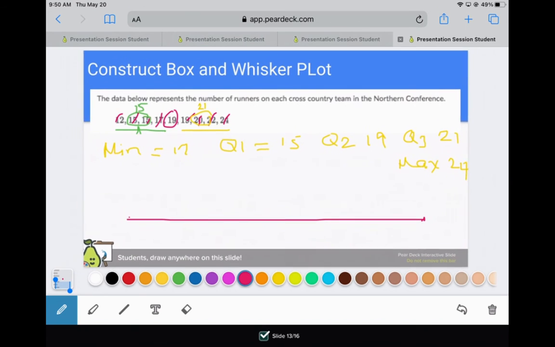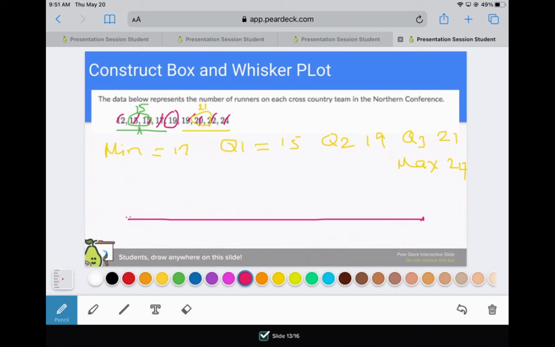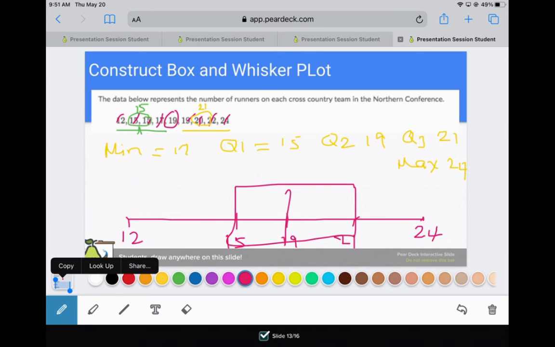I have my minimum, 12, 24, 19, 21, and 15. And then I just make the box. Okay.